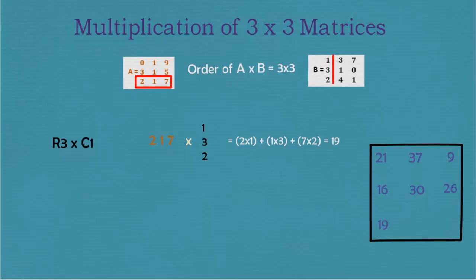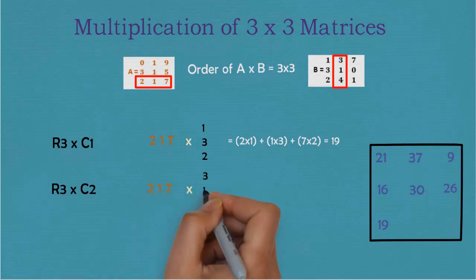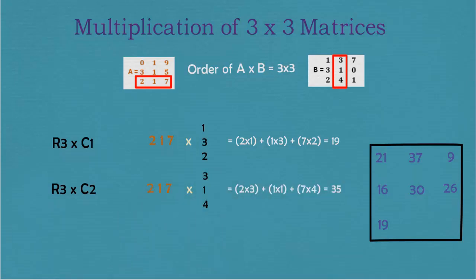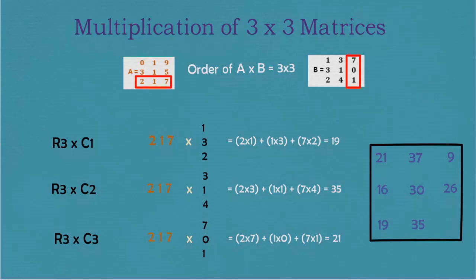Now multiplying the third row by the second column, that is 2, 1, 7 multiplied by 3, 1, 4, is equal to 2 times 3 plus 1 times 1 plus 7 times 4, which is equal to 35, and its position will be 3, 2, that is third row and second column. So putting 35 at its position. Finally, multiplying the third row by the third column, that is 2, 1, 7 multiplied by 7, 0, 1, is equal to 2 times 7 plus 1 times 0 plus 7 times 1, which is equal to 21, and putting it at the final position, that is 3, 3.